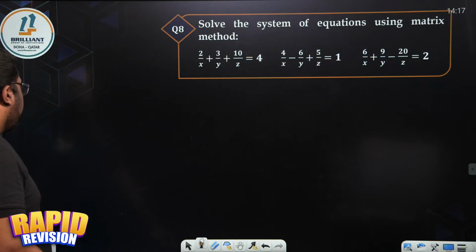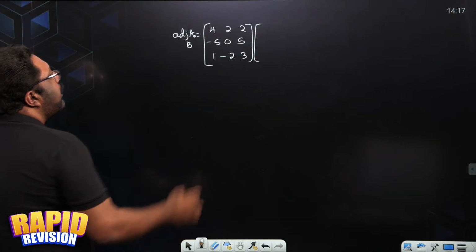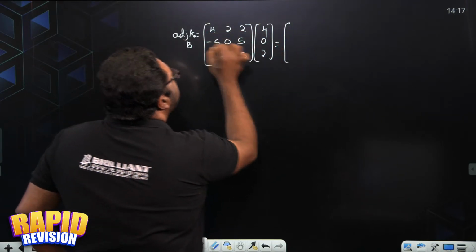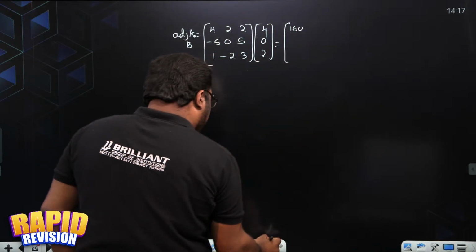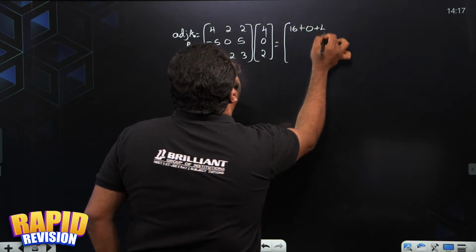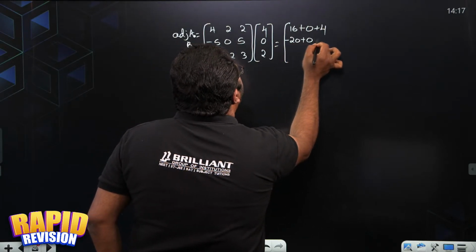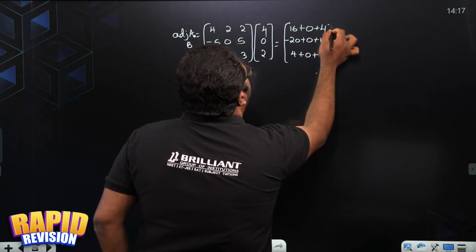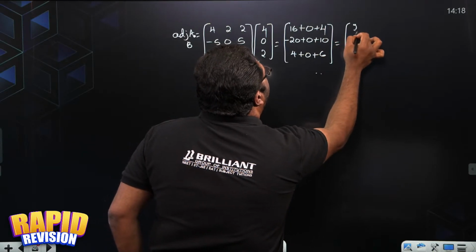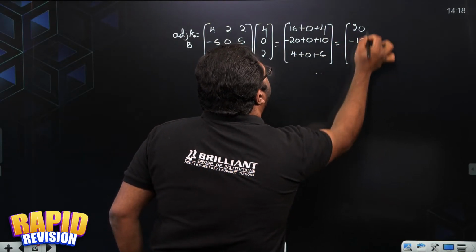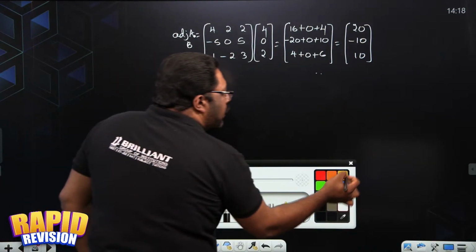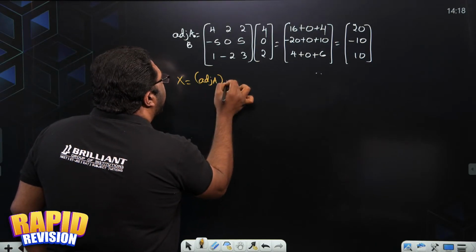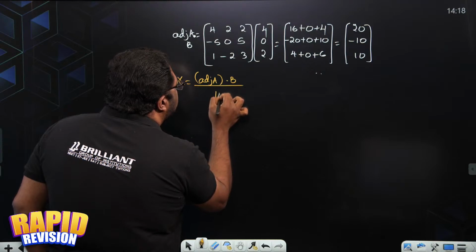B was 4, 0, 2. So if you multiply it, you will get 16 plus 0 plus 4, minus 20 plus 0 plus 10, 4 plus 0 plus 6. So my product is 20, minus 10, 10. And that is again divided with the determinant. X is adjoint A multiplied with B divided with the determinant.